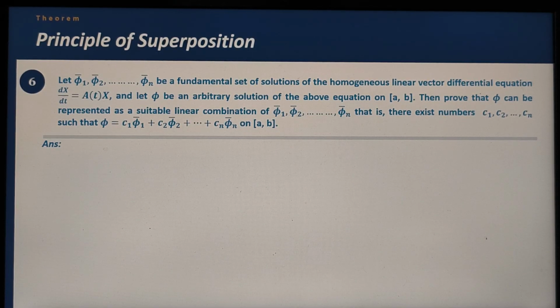Let phi1, phi2, ..., phi n be a fundamental set of solutions of the homogeneous linear vector differential equation dx/dt = A(t)x, and let phi be an arbitrary solution of the above equation on (a, b). Then prove that phi can be represented as a suitable linear combination of phi1, phi2, ..., phi n. That is, there exist numbers c1, c2, ..., cn such that phi = c1 phi1 + c2 phi2 + ... + cn phi n. That means phi, the linear combination of phi1, phi2, ..., phi n, is also a solution of the differential equation.